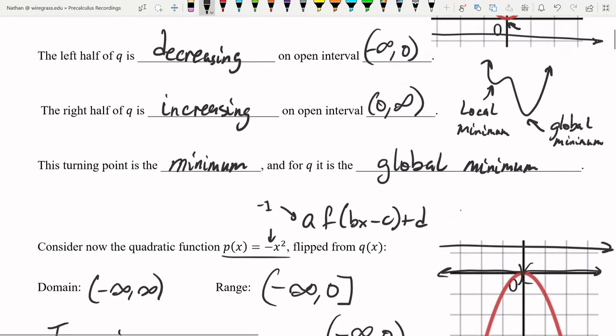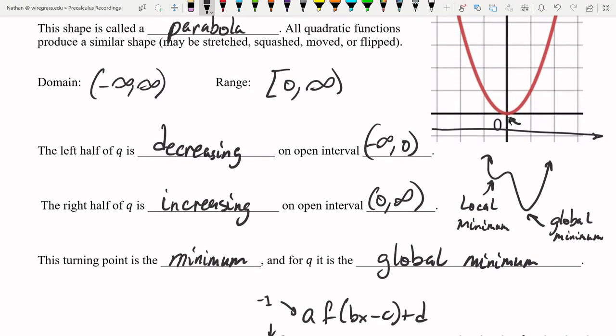Now, I didn't say here what this point was also called. This point is a minimum for the function. And this turning point for a quadratic function specifically is called a vertex. So the vertex is at 0, 0 here.